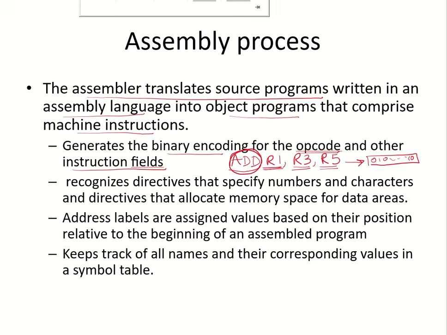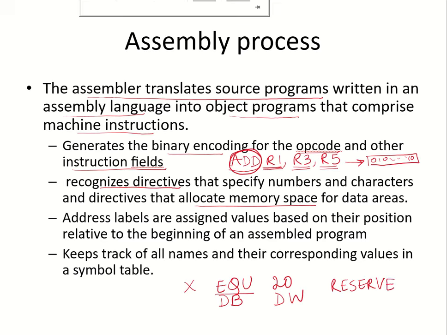While it is going through the assembly language program, it also has to recognize directives which are specifying certain numbers and characters, like EQU. So if there is an EQU assembler directive, it has to replace the values. It also has to allocate memory space. If I have something like DB or DW or an assembler directive like reserve, I will have to reserve and allocate memory spaces for these data areas.